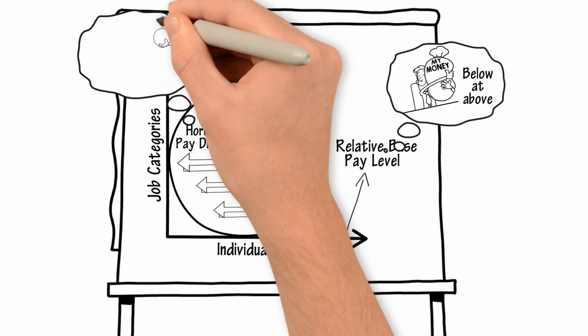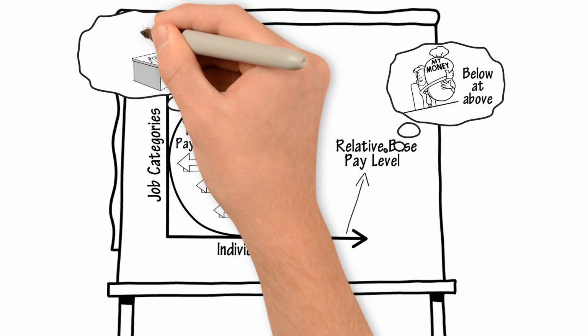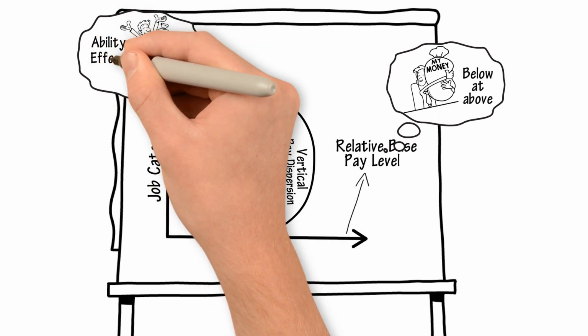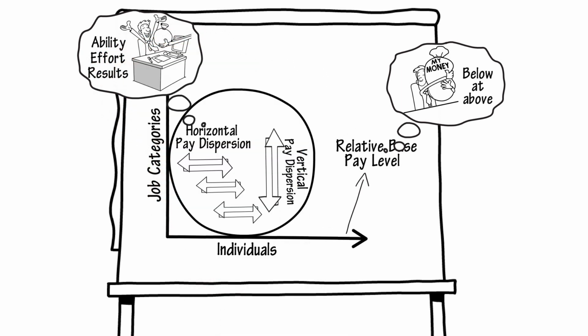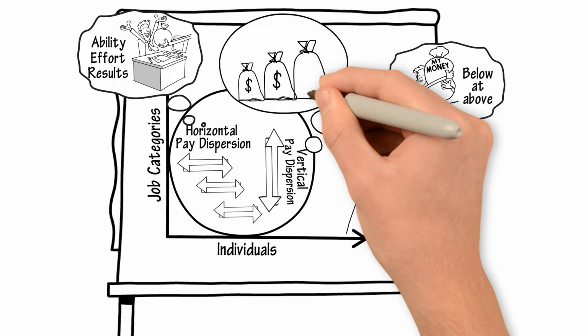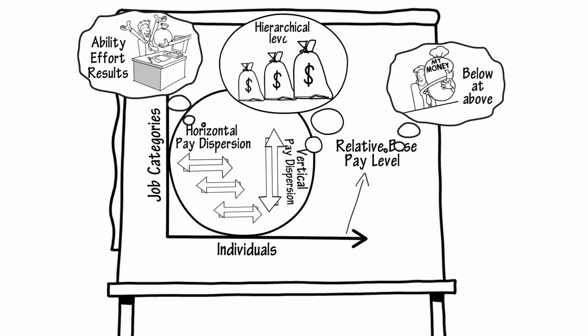Horizontal pay dispersion corresponds to the idea of whether individuals are paid based on their differences in their ability, effort, and results. Vertical pay dispersion describes the degree to which there are differences in total pay across hierarchical levels in an organization.